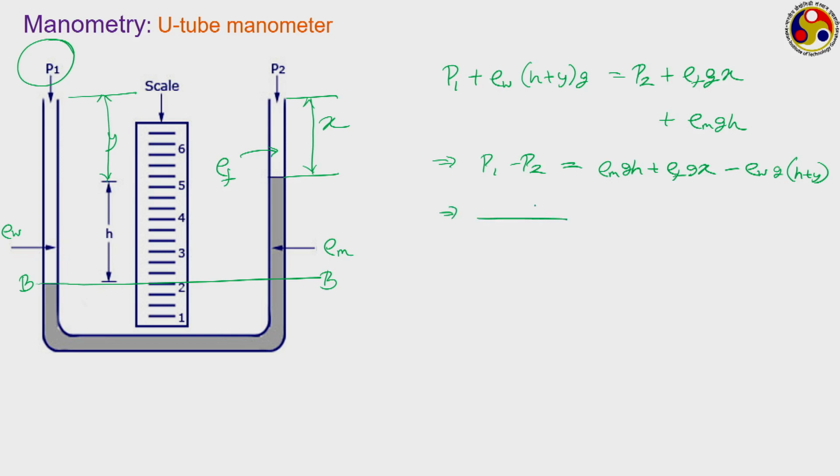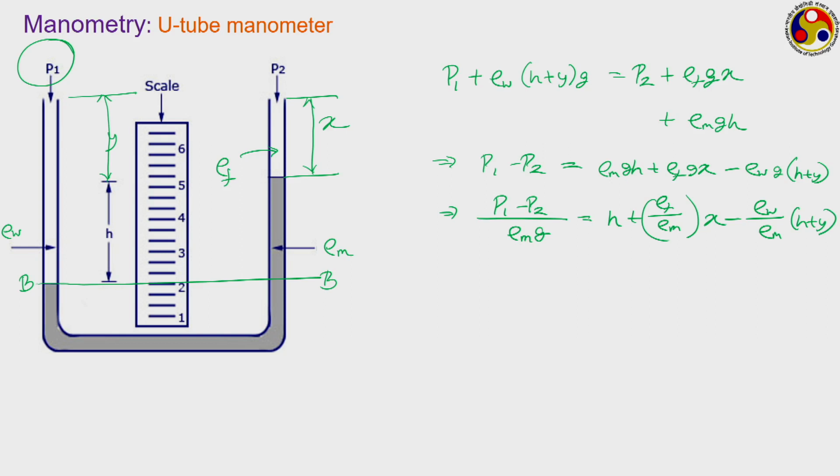And quite often we would like to represent this as divided by rho m into g, so that we can convert this to some kind of length scale. Then it just becomes h plus rho f by rho m into x minus rho w by rho m into h plus y.